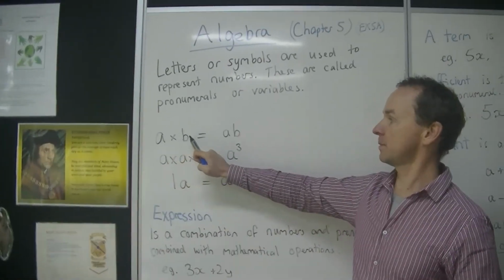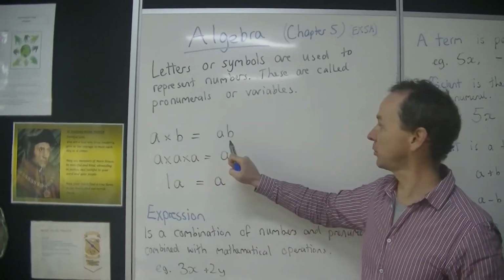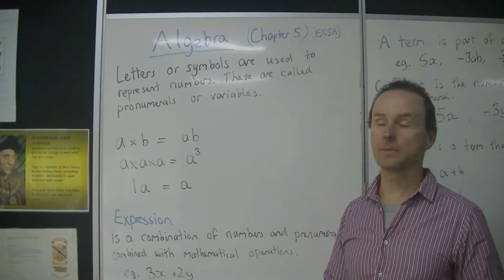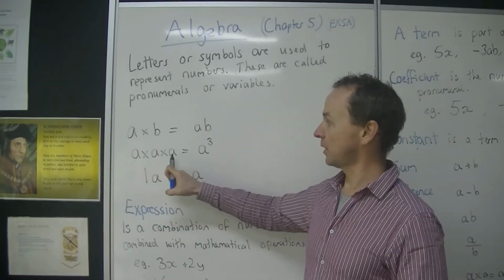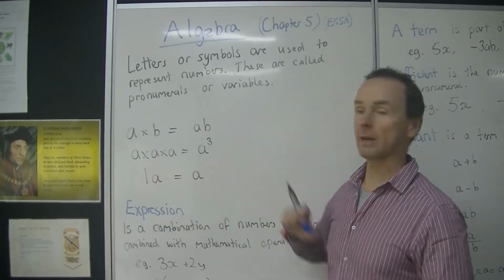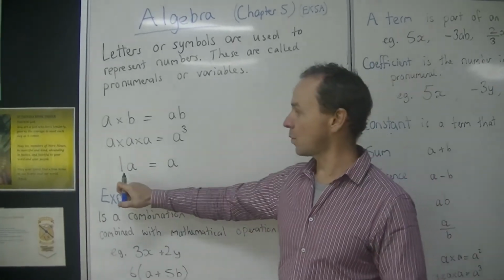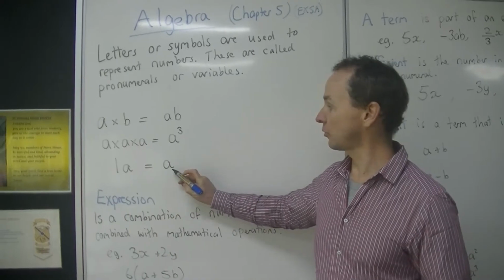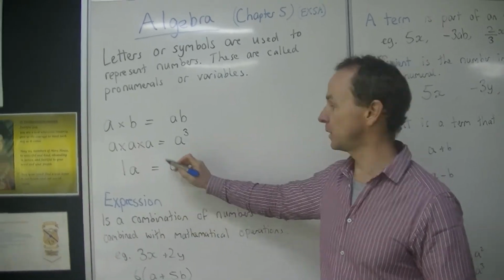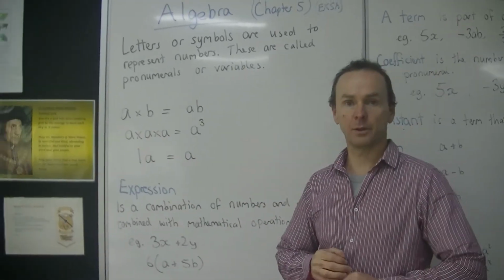And a couple of little things here. Simplifying, A times B. We don't write it with the times, we just write AB. It means A times B. A times A times A. When you times something by itself 3 times, it's cubed, so you write A cubed. And if you've ever got 1A or 1 of anything, you just write A. So you don't write 1A, you just write A in front, just by itself.